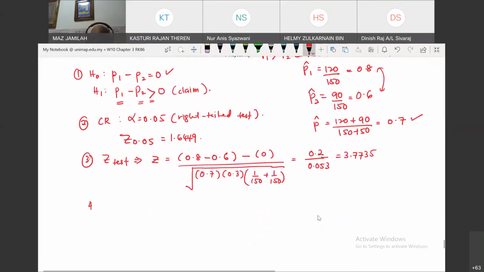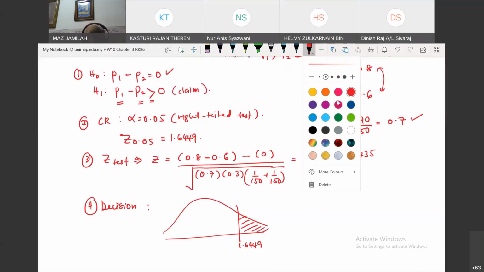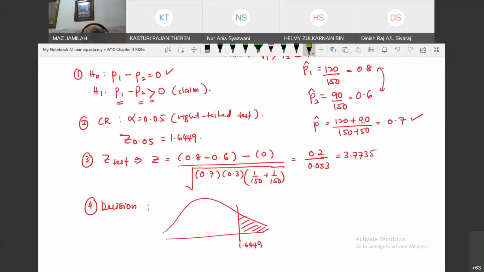So, number 4, decision. Alpha, 1.6449. The rejection region is over here, and you get 3.77. So 3.77 is here. So here we can make the decision: reject the null hypothesis.